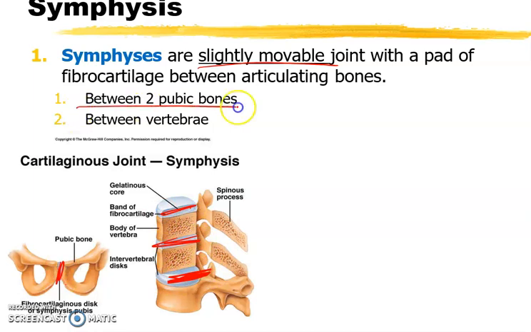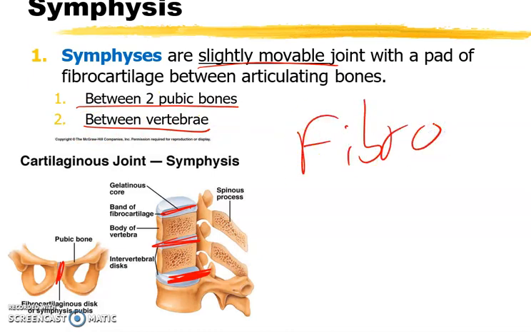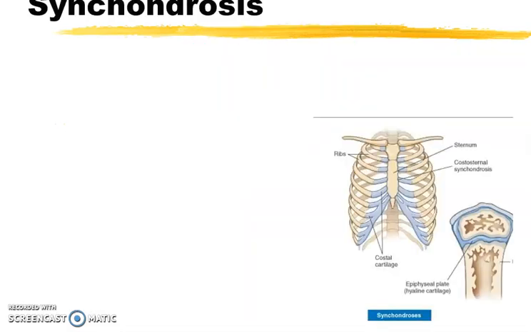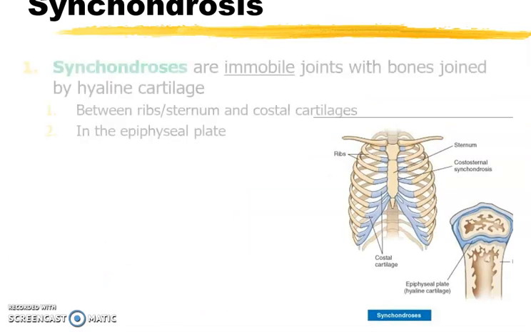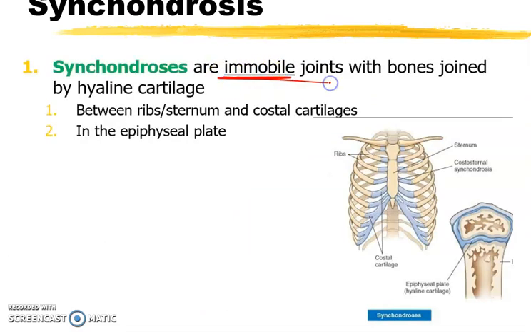You need to know where it is, vertebrae and pubic bones, type of cartilage, fibro. And you need to know slightly movable. Our synchondrosis, that is immovable. You need to know it's immovable. You need to know it is hyaline cartilage. And you need to know it's between the ribs and sternum. Between the costal cartilage and the sternum, the costal cartilage and the ribs, and the epiphyseal plate as well.